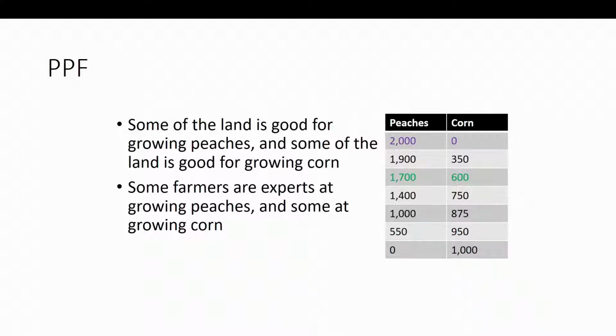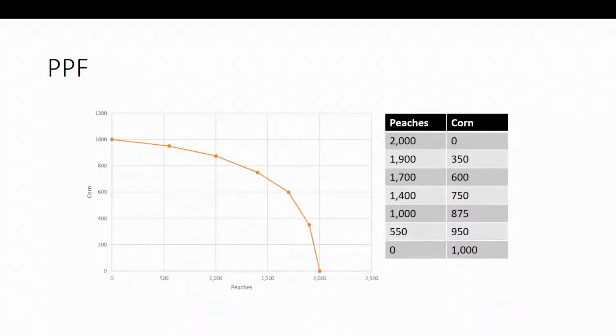Because of all this, you're going to get a different looking PPF. It's actually going to be curved. Okay? And this is what we assume production possibility frontiers look like in real life. The people up here, we're taking people who are good at growing peaches and forcing them to grow corn. And down here, we're taking people or land that is good at growing corn and forcing them to grow peaches. Right? So that is how we get a curved production possibility frontier.